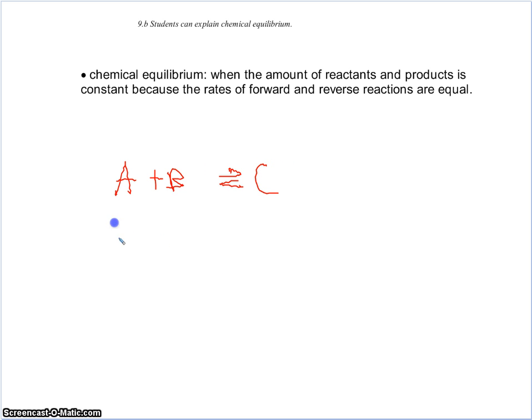So if I had 10 A and 5 B and 3 C, they're not equal to each other, but it could still be equilibrium. Say I use 1 A, 1 B, and I make 1 C, and then 1 C breaks down and makes 1 A and 1 B, replacing the ones that were used. So nothing actually changes because the rates are equal. That would be chemical equilibrium.